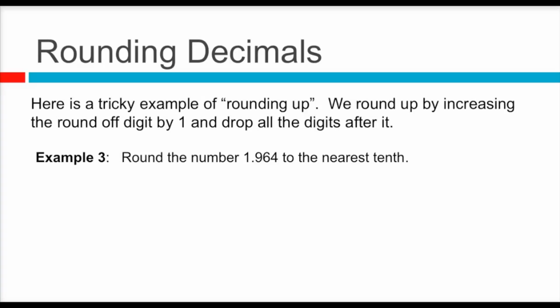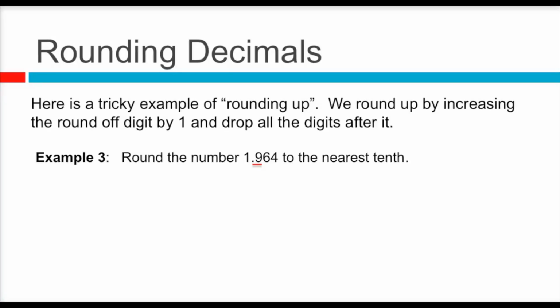Here's a third example, and we're going to be doing some rounding up here. And this one is a little bit trickier. So we're going to round up by increasing the round-off digit by 1 and dropping all the digits after it. In this example, the number is 1.964, and we're going to round it to the nearest 10th place. So the 10th place value in this example is the 9. We look to the right of it, it's a 6, which means we round up.